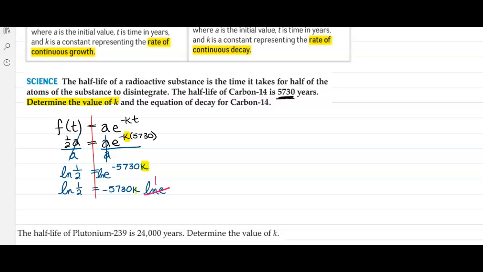Remember, the natural log of e is just 1, so it's gone. And I'm still trying to solve for k. I'm getting really close. All that's left is this coefficient dividing by negative 5730, of course.